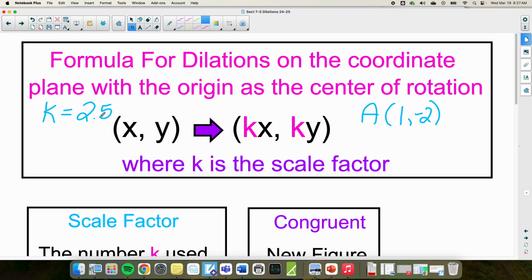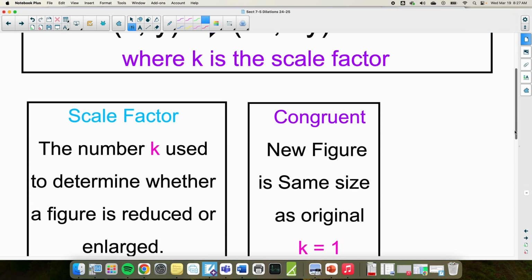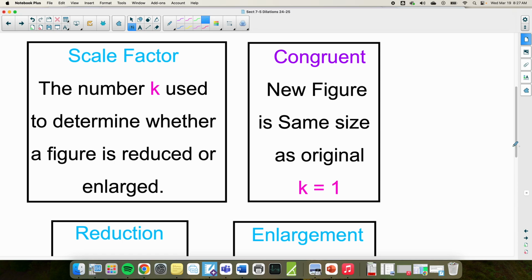My K is 2.5. What that means is, to figure out your new point, you just go 2.5 times your X and 2.5 times your Y. So your new point would be 1 times 2.5, which is 2.5, and then negative 2 times 2.5, which is negative 5, okay? So again, K is our scale factor.